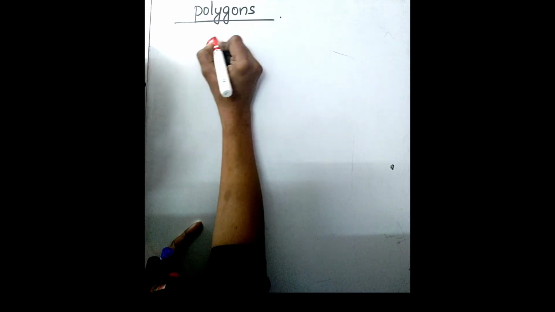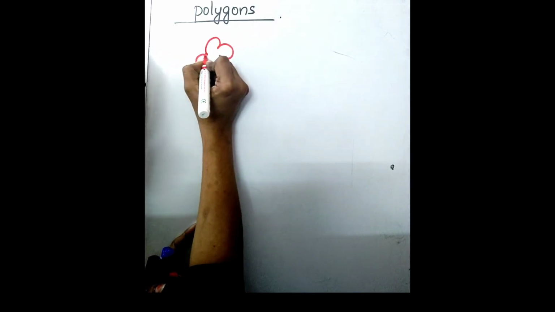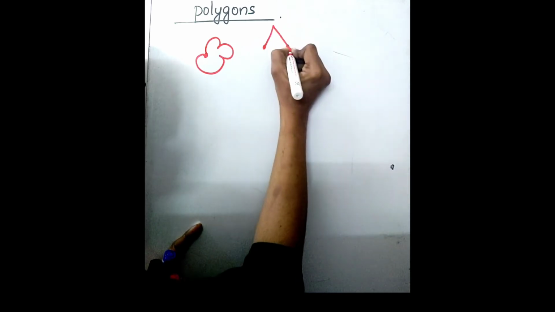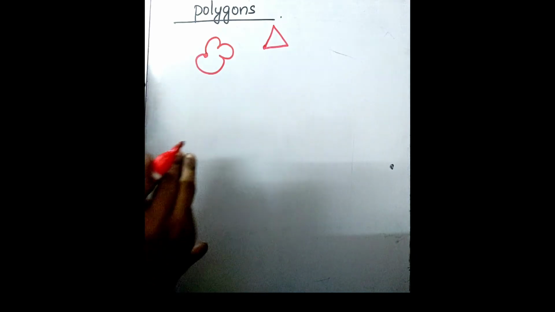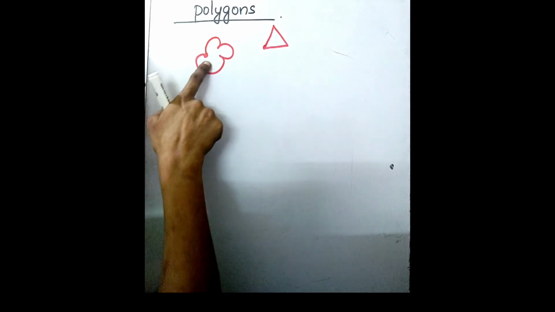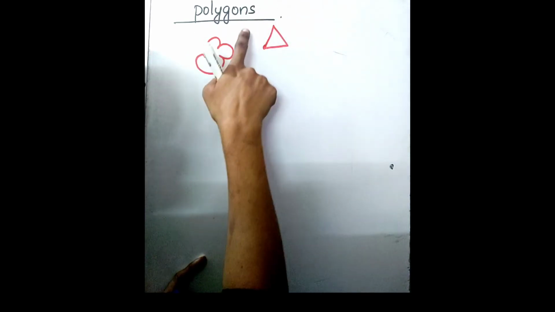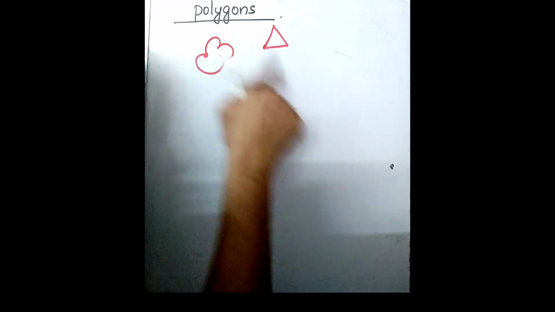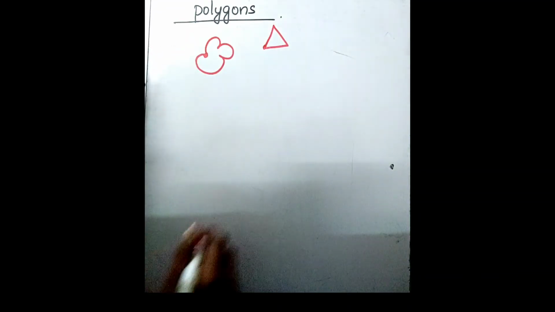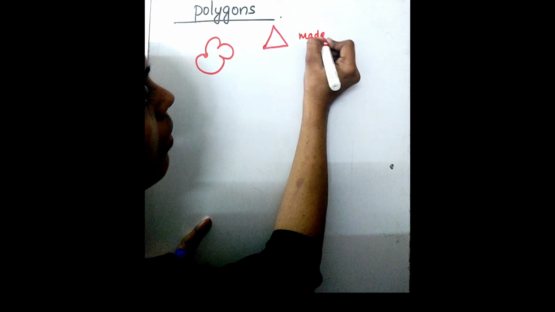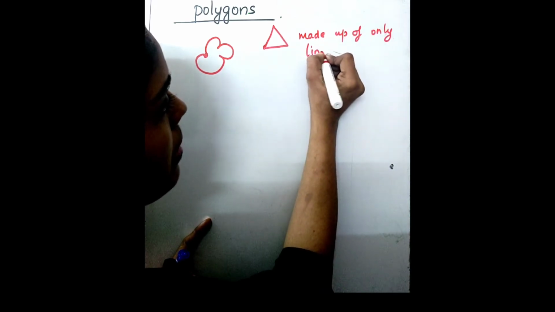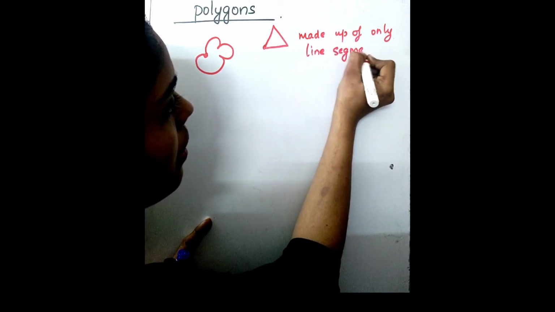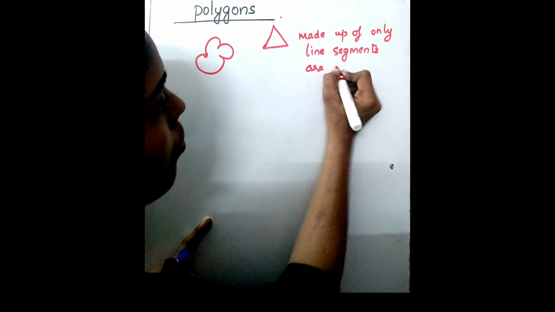Simple closed figure you all know. This is a simple closed figure. This is a simple closed figure. In this figure, a simple figure that is made up of only line segments. Here there is no line segment. Simple closed figures made up of only line segments are called polygons.